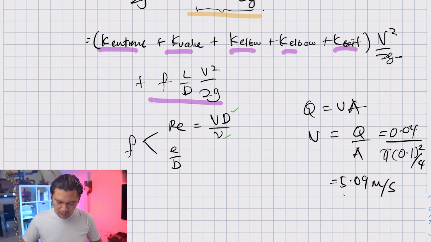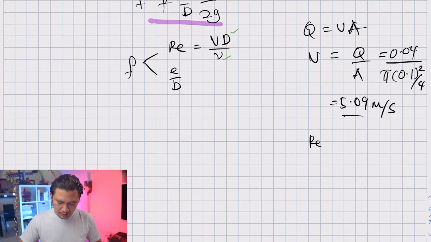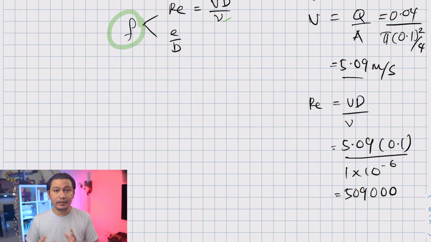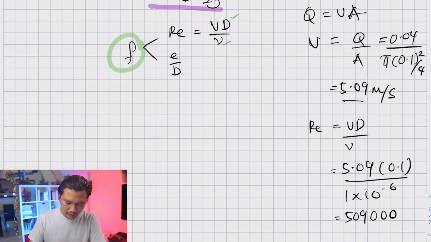Therefore, with this value of velocity, our Reynolds number will be velocity times diameter divided by nu. This is 5.09 times 0.1 divided by 1 times 10 to the power of minus 6. That will be 509,000. So when we have the Reynolds number, we also need to find our relative roughness.